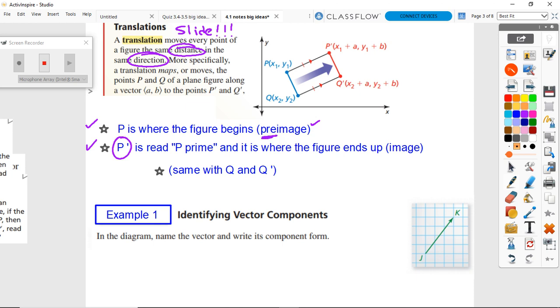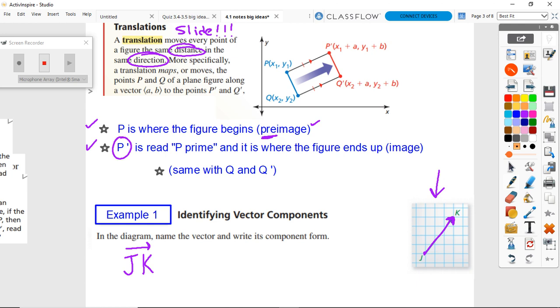All right, so now in the first example, we're going to identify vector components. In the diagram, name the vector and write its component form. So I'm looking at this vector. Well, the arrowhead is always where it ends up. So the point that does not have the arrowhead, that's going to be where the vector starts, and that's the letter you have to use first. So JK with a little arrow on top. So that would be the name of this vector.